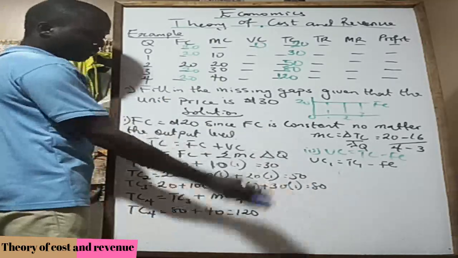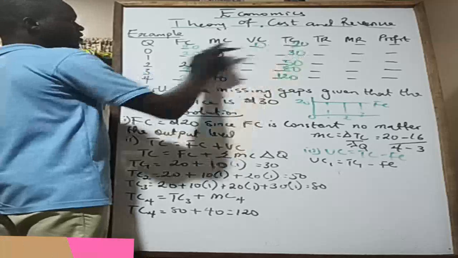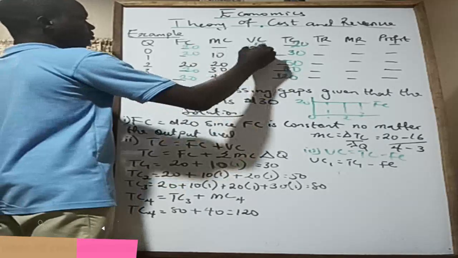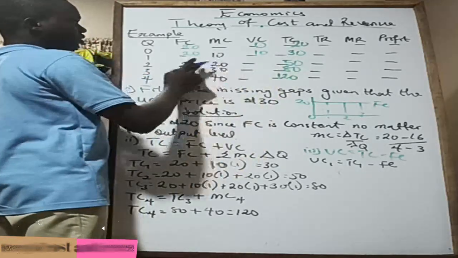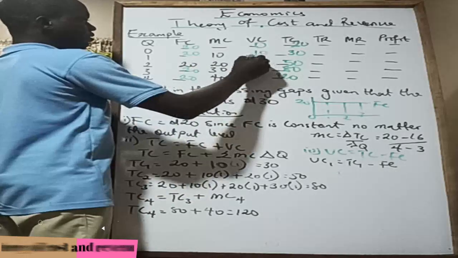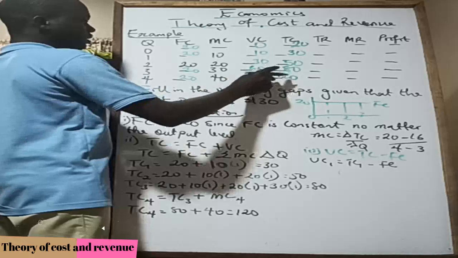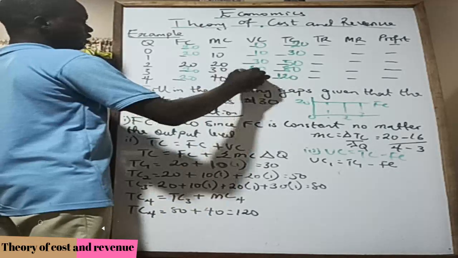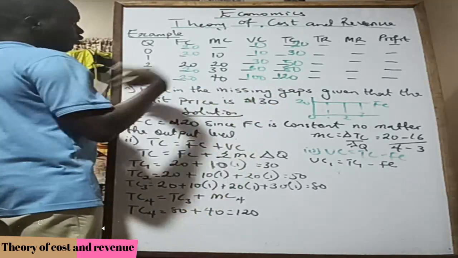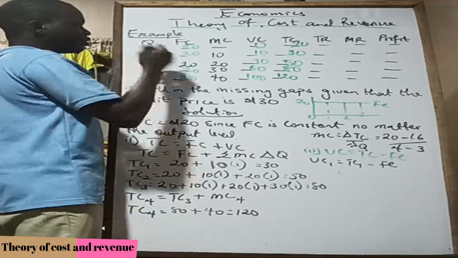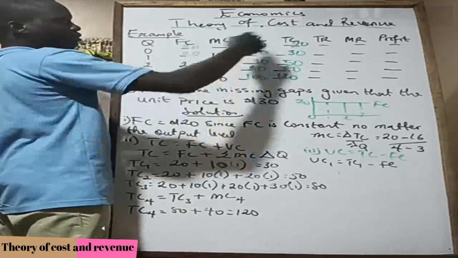So VC2 is 30 minus 20, which gives you 10. 50 minus 20 gives you 30. 80 minus 20 gives you 60. Then 120 minus 20 will give you 100. So you are done with your variable cost. So if you want to verify, 20 plus 0 is 20, like FC plus VC.